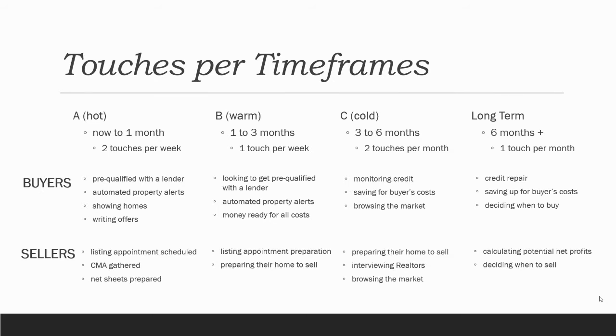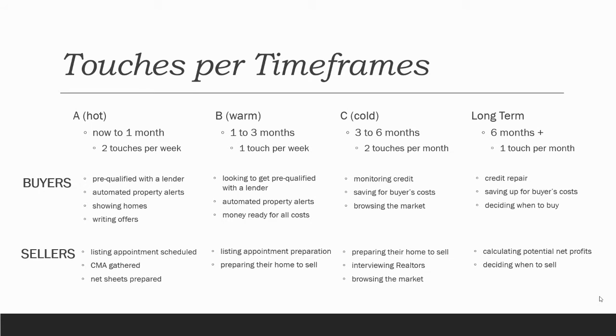A B buyer is looking to get pre-qualified with a lender, so it's on you to make sure you guide them to whatever lender that you work with, make sure you get them pre-qualified and ready to start getting out in town looking at homes. They're also on automated property alerts, so they're seeing what's on the market within the price range and parameters that they're looking for in their search criteria. And also they're getting money ready for all of their buyer's costs, such as their down payment for their loan, their home inspection, appraisal, earnest money deposit, and any other upfront costs that they might incur.